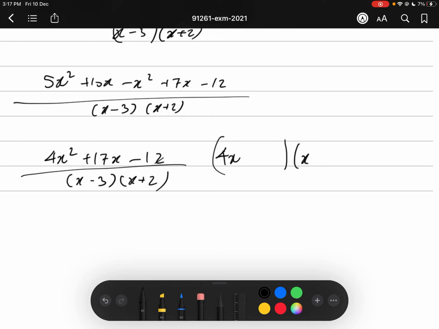2 and 6, 6 and 2 doesn't work. 4 and 3. No. 12 and 1. No, that's 16. 3 and 4 is going to give us 12 and 16. No. 6 and 2 gives us... No, okay. So I don't think we can factorize it any further. So this one, we should just leave it here. That should be our final answer.